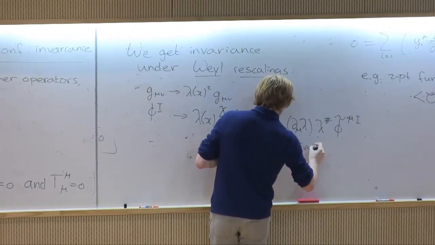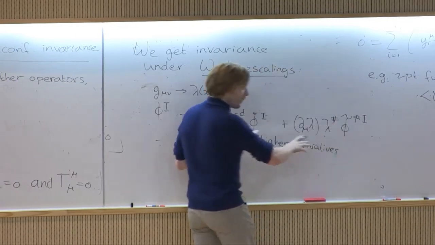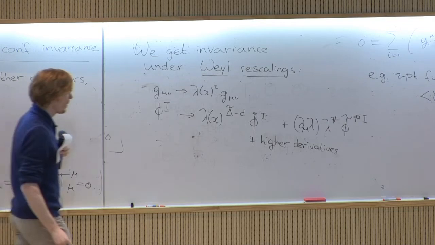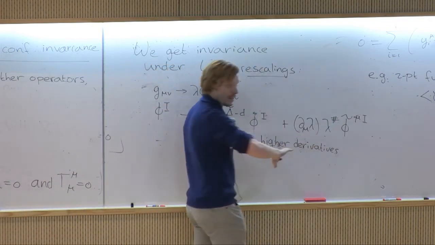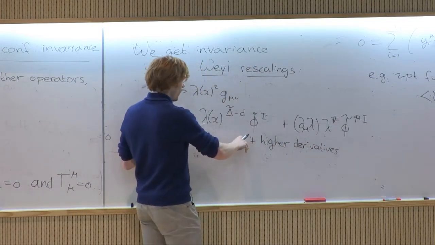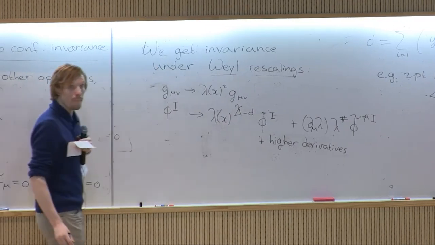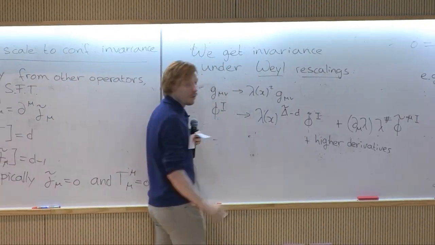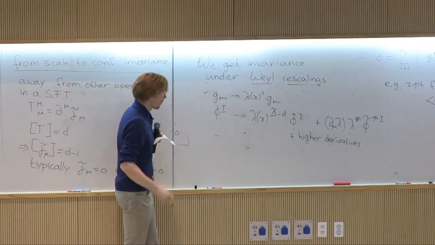But one thing we can do for now is just set all of this junk that we could get to zero. So if this phi tilde appears somewhere, then we just set that source to zero. And we only consider sources. We only consider switching on sources for operators that transform homogeneously like this.